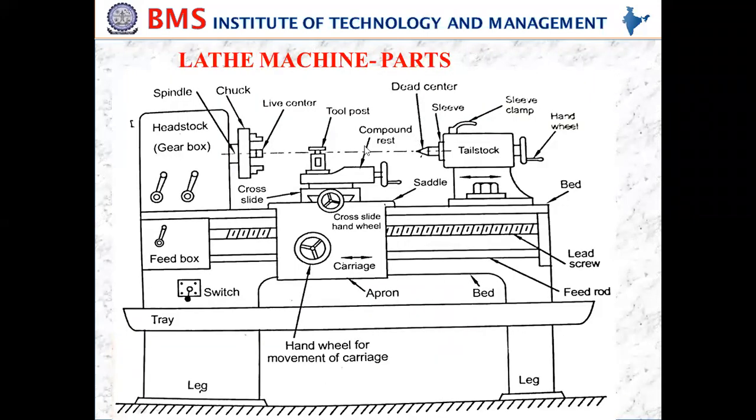And then here, lathe machine parts. If you look at this, this is a schematic diagram of a lathe machine. Generally, a lathe machine consists of many parts, and majorly we can talk about the bed as one major part, and the headstock, then the tailstock, then the carriage. This whole thing is called the carriage.